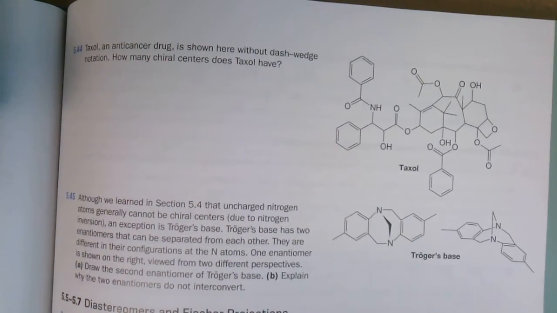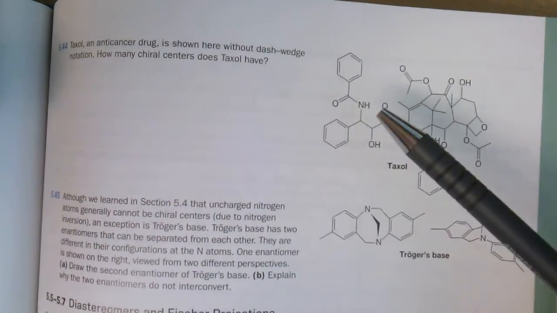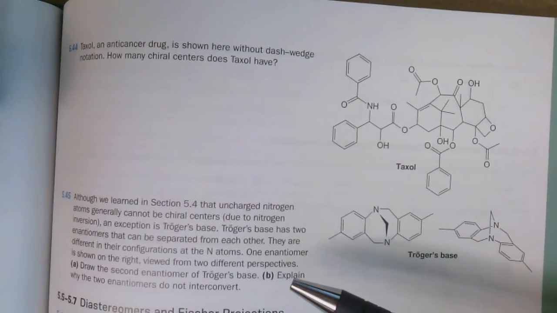Okay, gentlemen, this is the Chapter 5 homework number 3, the third homework from Chapter 5, the last final homework from Chapter 5. The first question is asking how many stereocenters does Taxol have?